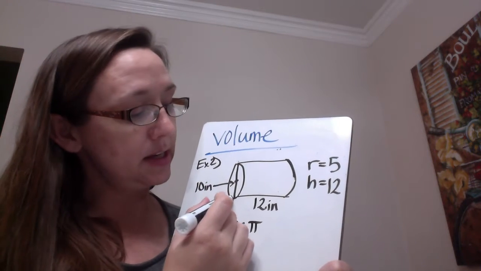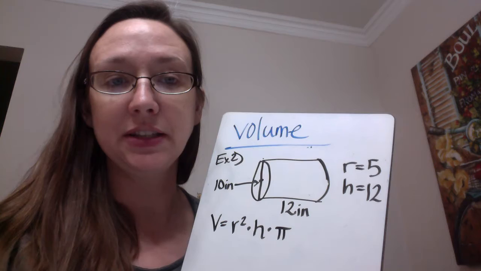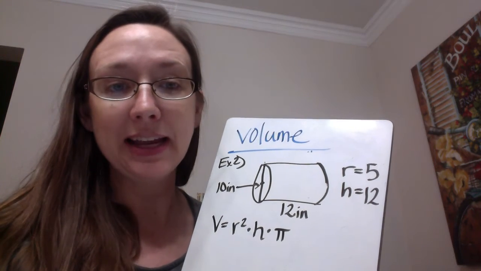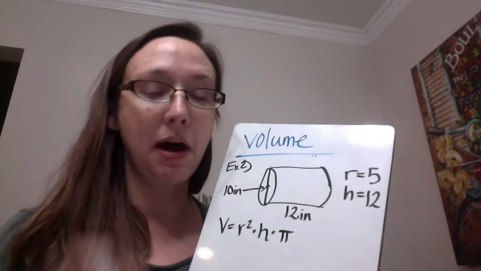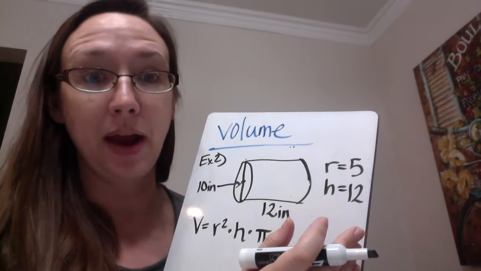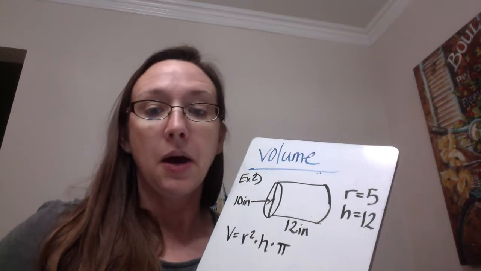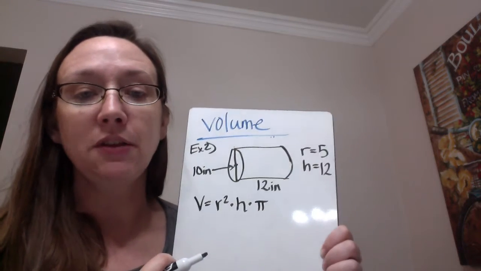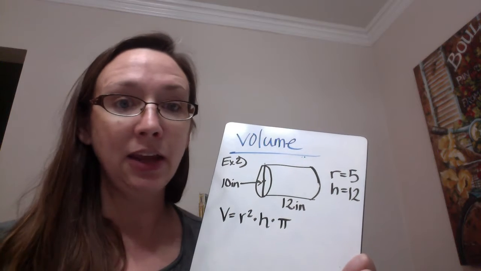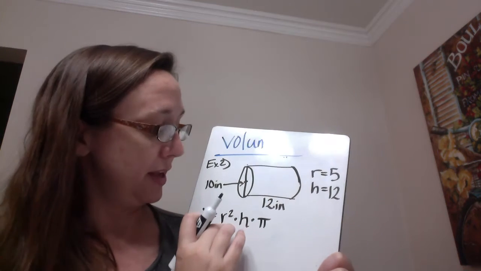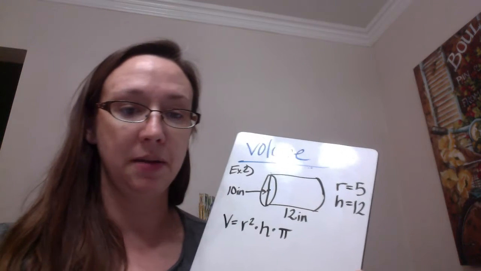The height is always the distance between the two circles, even if it's on its side. Just like my height is the distance from the top of my head to the bottom of my feet, even if I'm laying down on the ground, you would still measure my height from here to my feet. Okay, so now let's plug that into the formula. This part, you're just plugging in. You're not actually getting an answer. You're just replacing the R with a number and the H with a number.